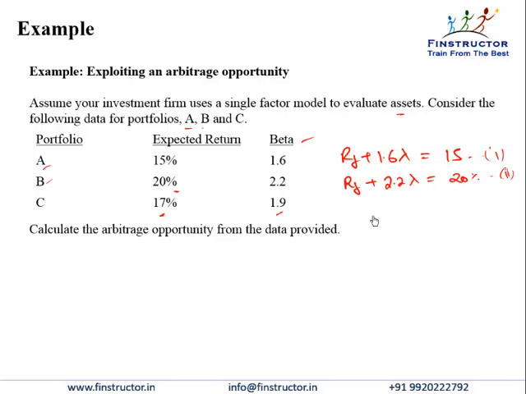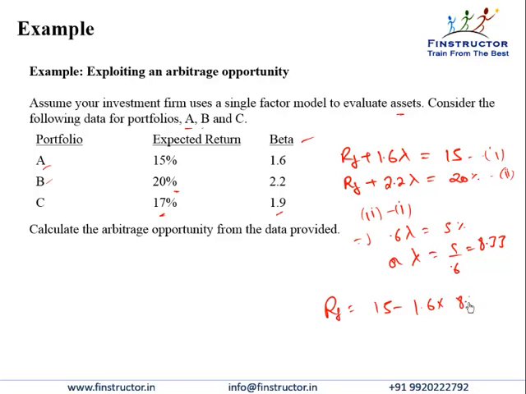So assuming these are correctly priced, we can do 2 minus 1 and derive that 0.6 lambda is equal to 5%, or lambda comes out to be 5 upon 0.6, that is 8.33%. We can substitute 8.33 in any of these equations and derive RF. So RF will be 15 minus 1.6 into 8.33, or 20 minus 2.2 into 8.33, both will give the same answer as 1.67%.